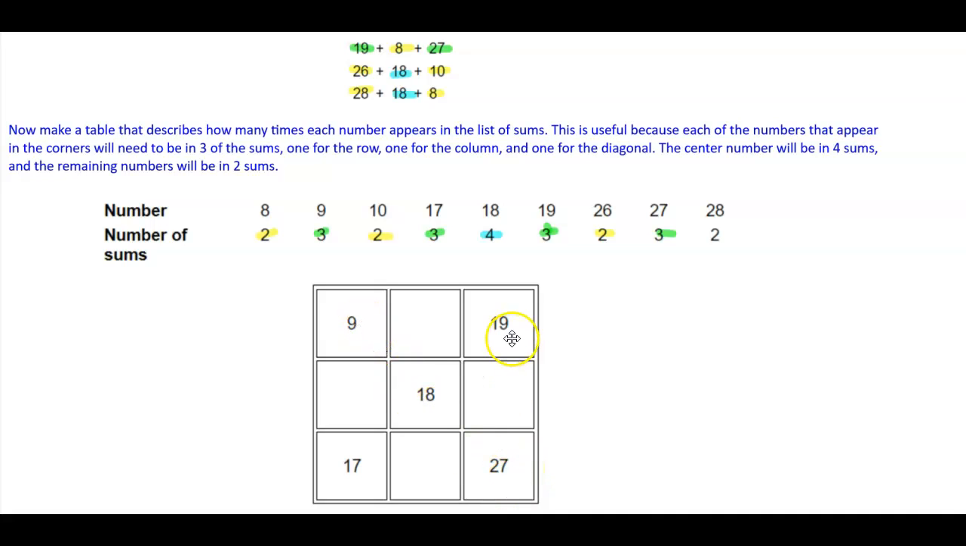But we need to make sure that those add up to 54. Then we're going to have 1 for the row, 1 for the column, and 1 for the diagonal. So the remaining are the 2s. So 9 plus what plus 19? Well, we know that that's going to have to be 26. Over here, 9 plus what plus 17 is going to have to be 28. And over here, we know that it's going to be 8, because 19 plus 8 plus 27 gives us 54. And then the last one is going to be 10.